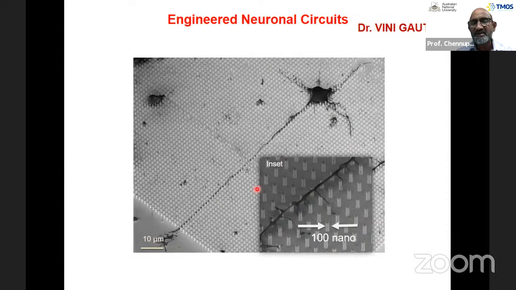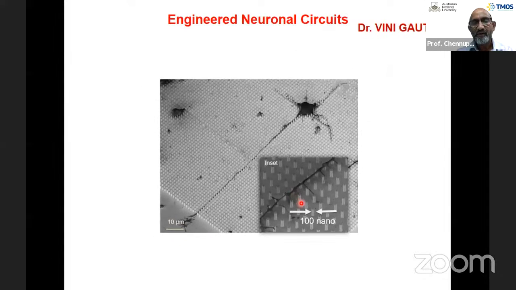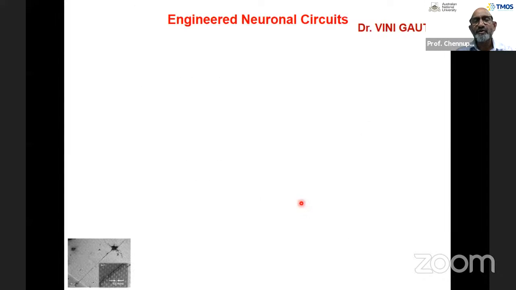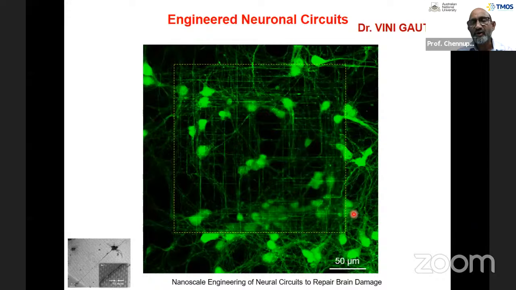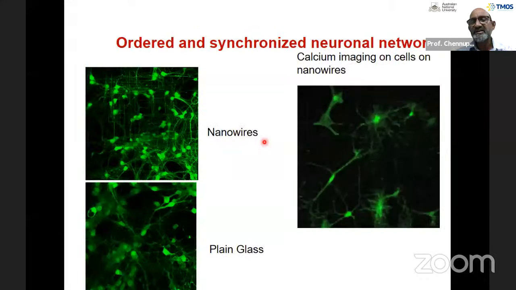These are ordered patterns here. You can see a neuronal cell, and these neurites follow these patterns beautifully. Instead of using a single neuronal cell, if you use multiple neuronal cells in this box where the nanowires are, they form axons that follow these patterns beautifully.